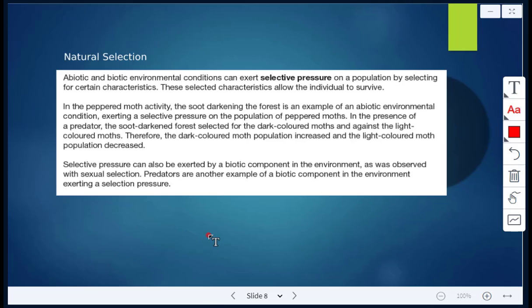Selective pressure can also be exerted by a biotic component, such as sexual selection. Predators would be another example of a biotic component exerting the selection pressure.